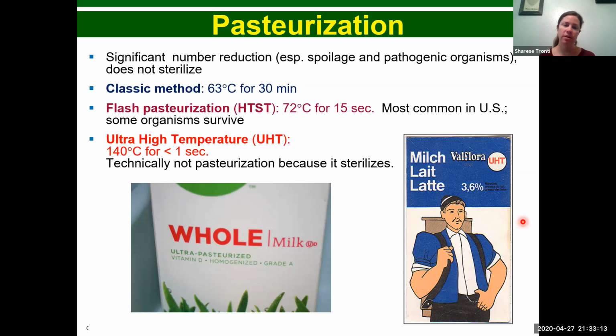Now, another method is the ultra high temperature method, and that is 140 degrees Celsius, and that's less than a second. So that's even faster, but a much higher temperature. And this will actually sterilize the product. So milk that has undergone ultra high temperature is actually going to be sterile, and so you don't have to refrigerate it until after you open it and it has been exposed.